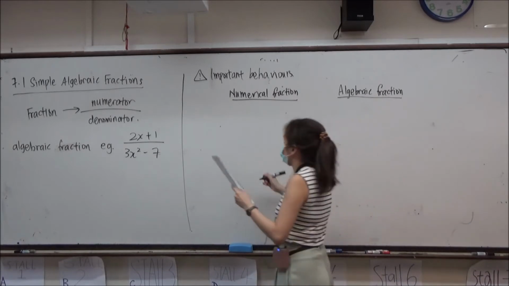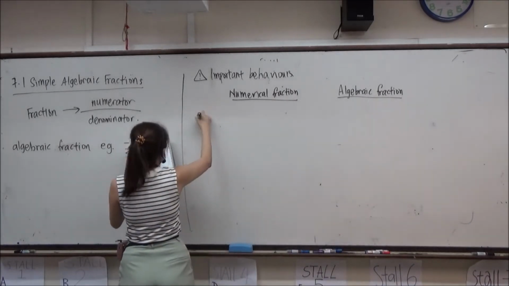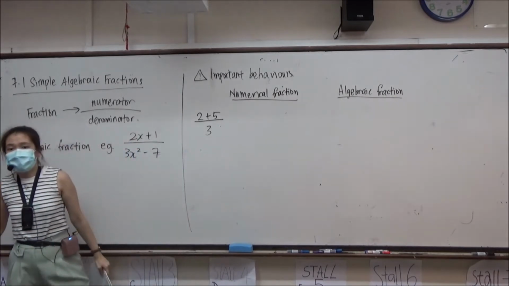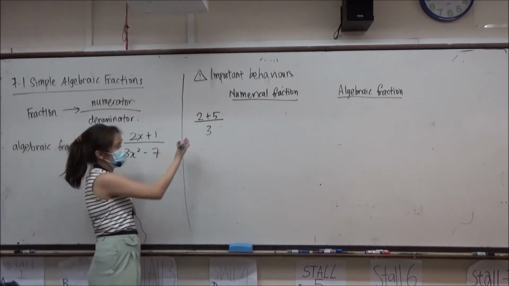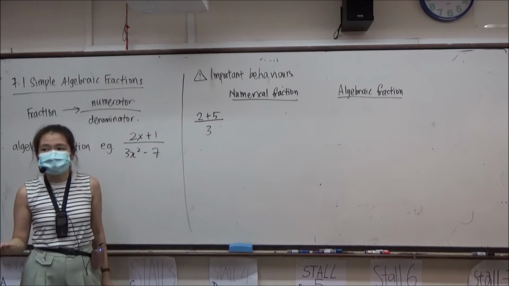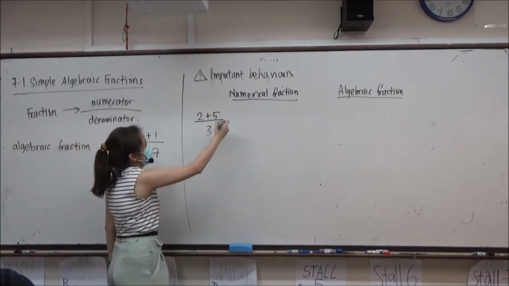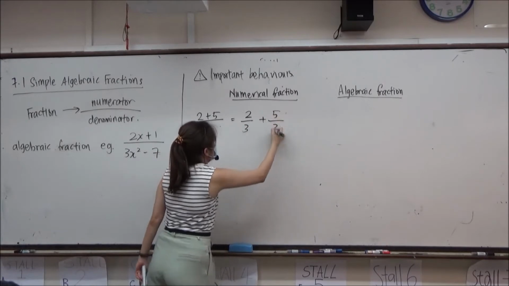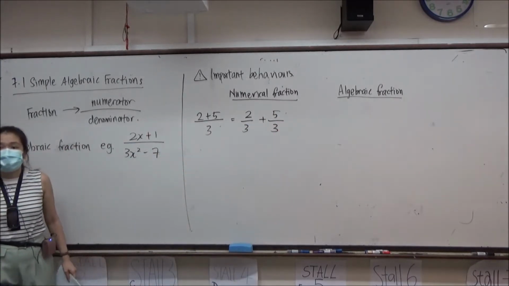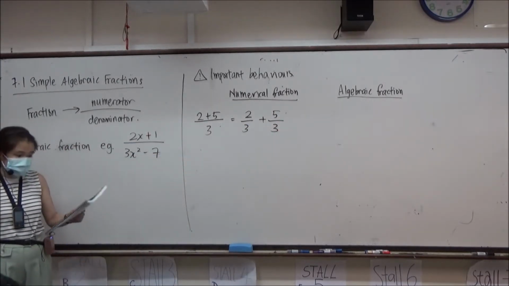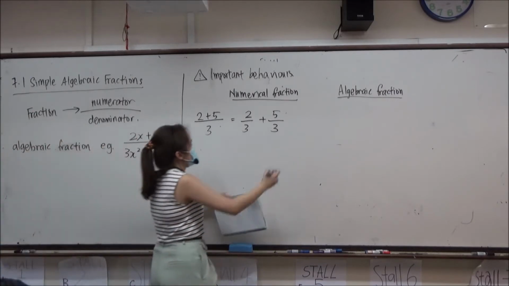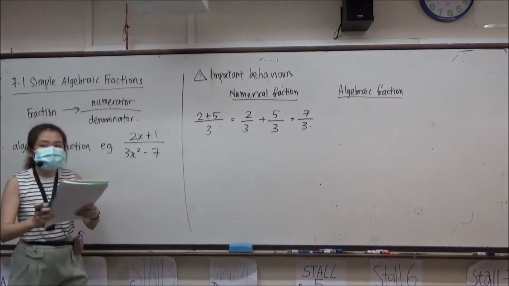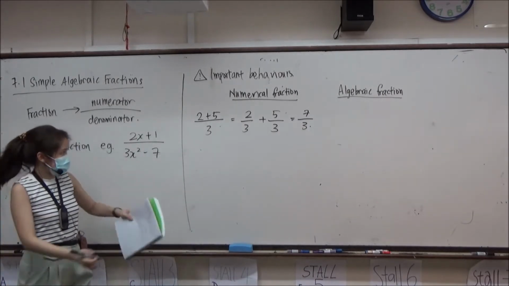So in numerical fractions, for instance, we know that 2 plus 5 over 3, if I break this up, I know that 2 plus 5 is 7, so 7 over 3, it can be written as 2 over 3 plus 5 over 3. Do we agree with this? This is what we have been familiar with about numerical fractions. So therefore, I can say that it is 7 over 3.